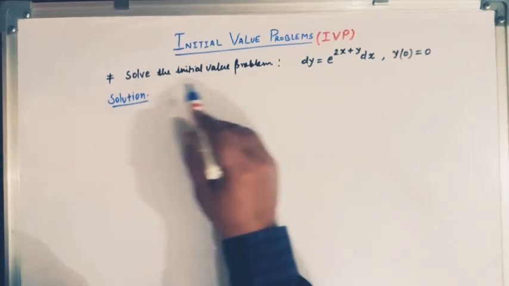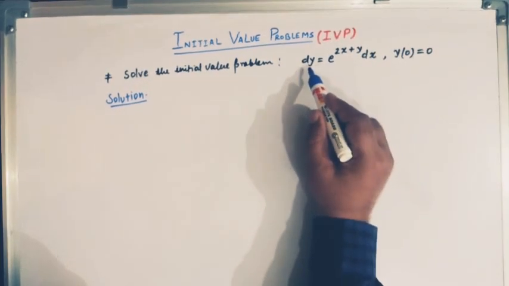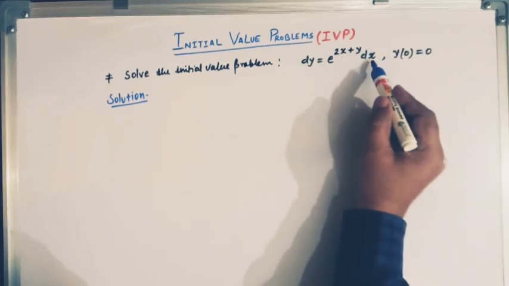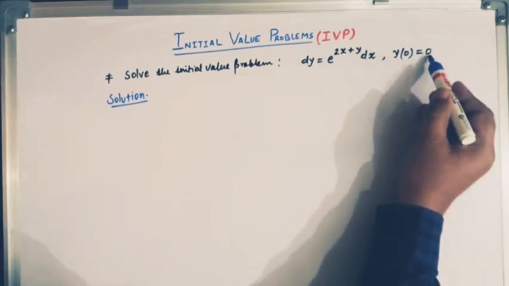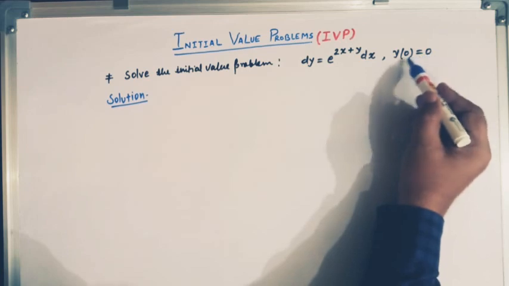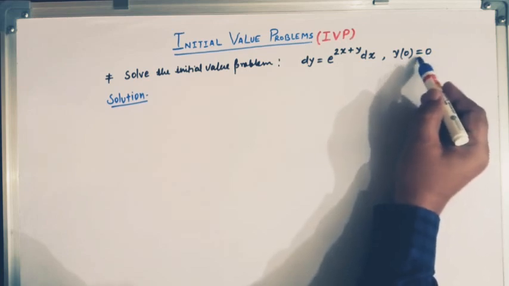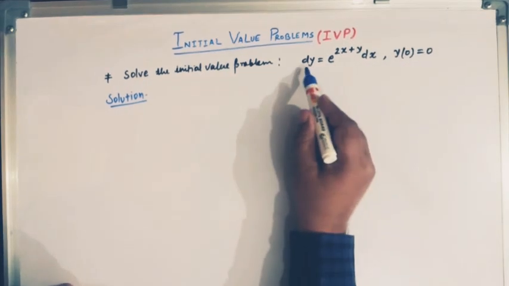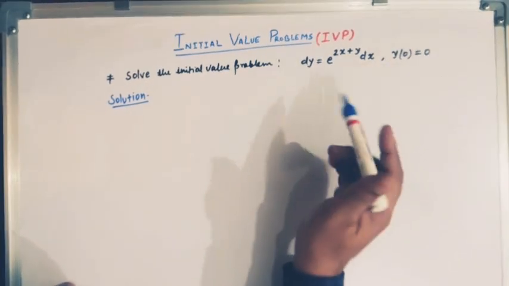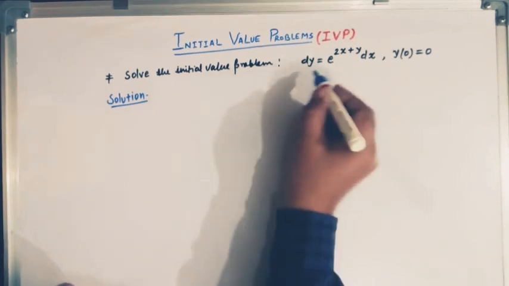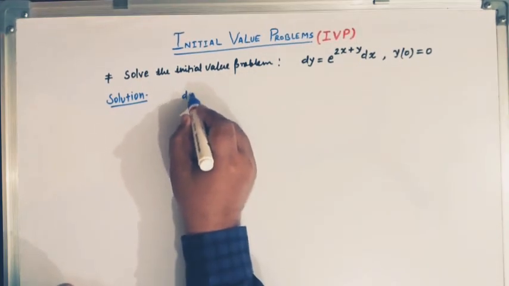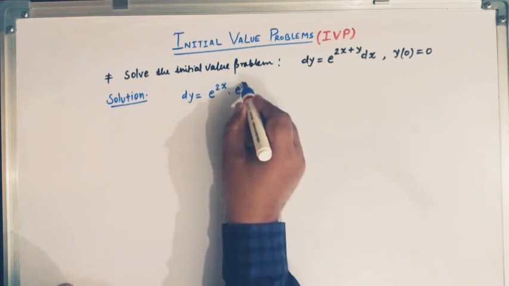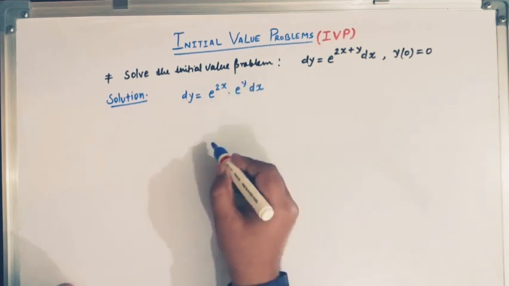So here we have to solve the initial value problem. dy is equal to e raised to 2x plus y dx, and y of 0 is equal to 0. So this is the condition which is given here, right? So let us start. So here this equation can be rewritten as dy is equal to e raised to 2x times e raised to y dx, right?